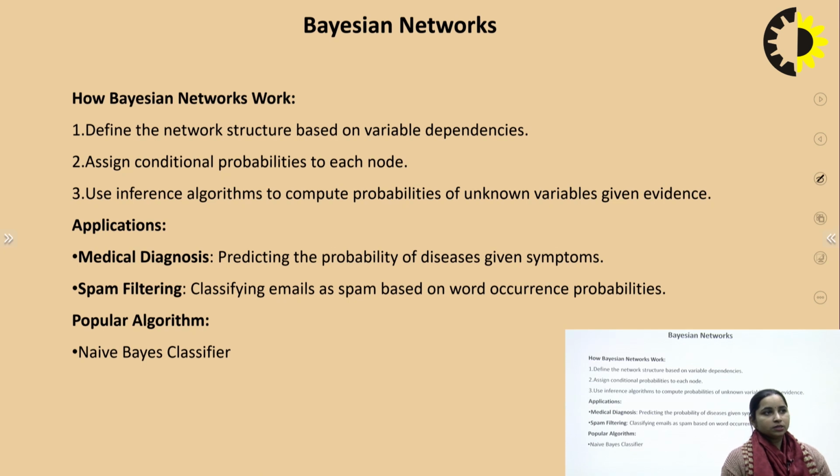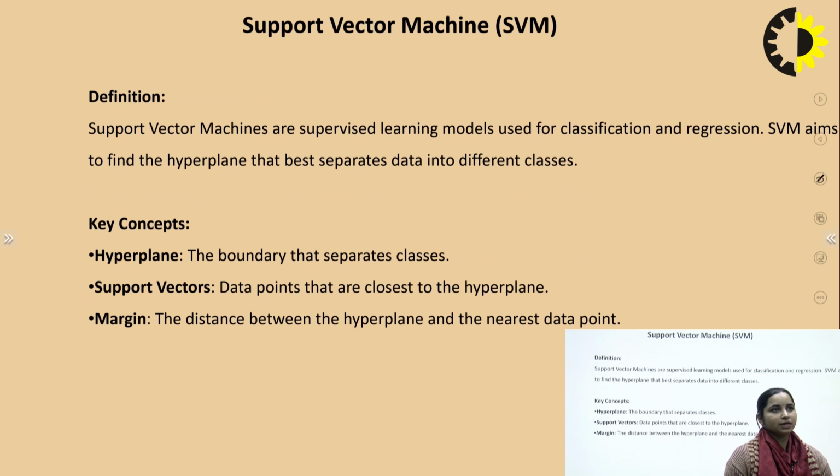So, how does it work? It defines the network structure based on the variable dependency, then assigns the conditional probability to each node, then uses an inference algorithm to compute the probability of an unknown variable given evidence. Again, the applications may be in medical diagnosis, to predict the probability of diseases according to the given symptoms, and spam filtering, classifying emails as spam or not. The popular algorithm we use is the Naive Bayes classifier.